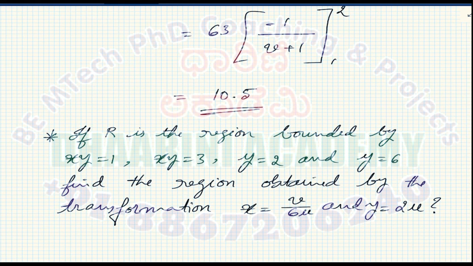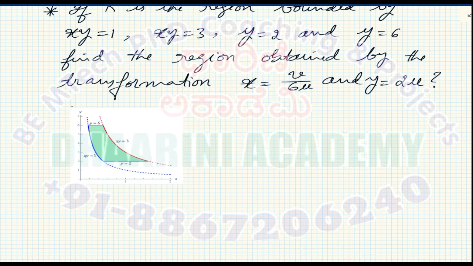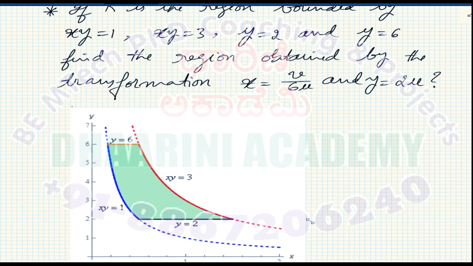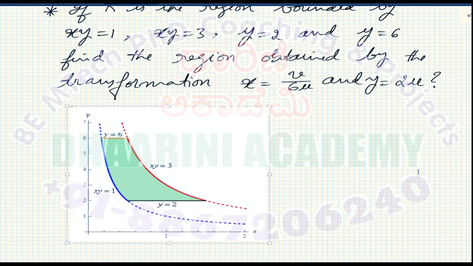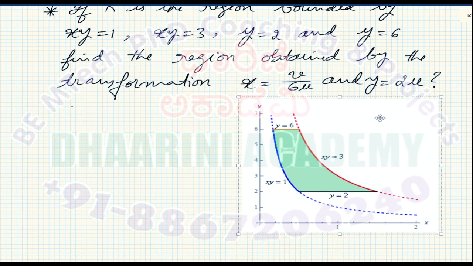So they're not asking us to solve a double integral, but they are mentioning that we just find out what region we get. All right, to start with, let's draw the graph. So corresponding to this, this is the required graph. This represents the curves given over there: xy=1, xy=3, y=2, and y=6. All right, directly we have plotted now.